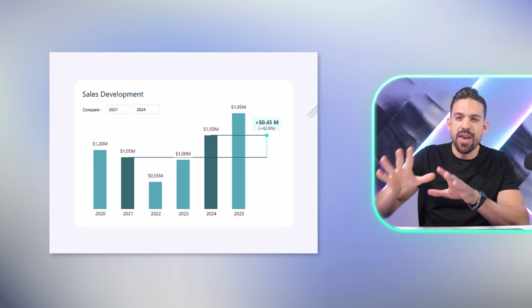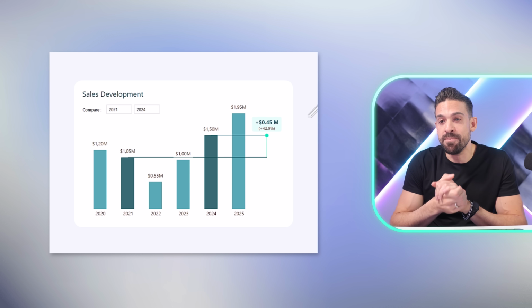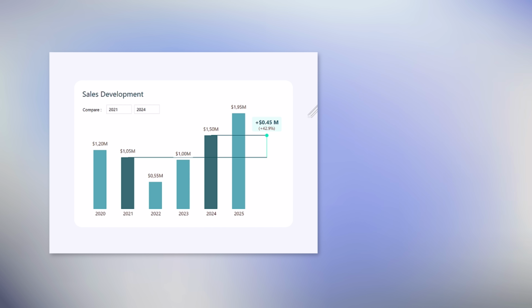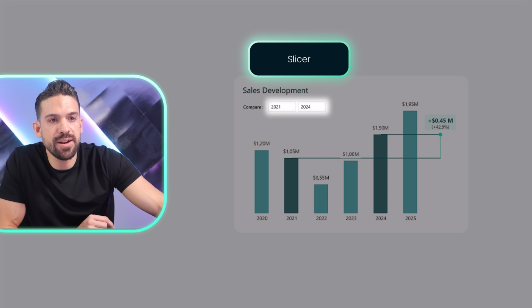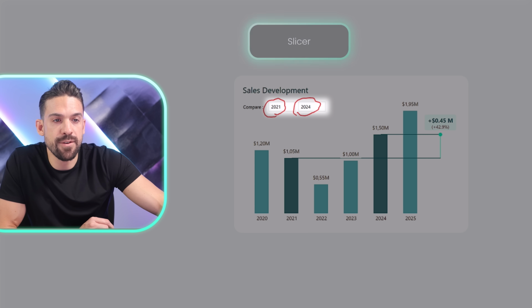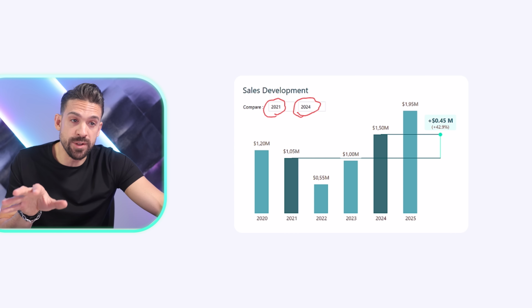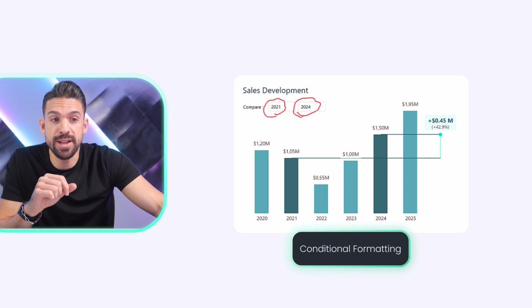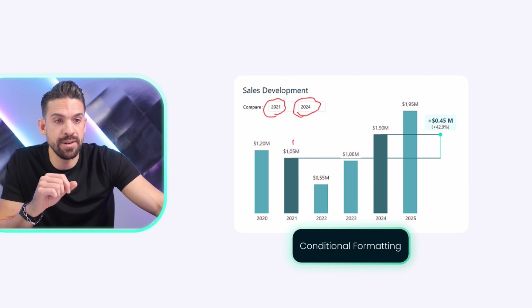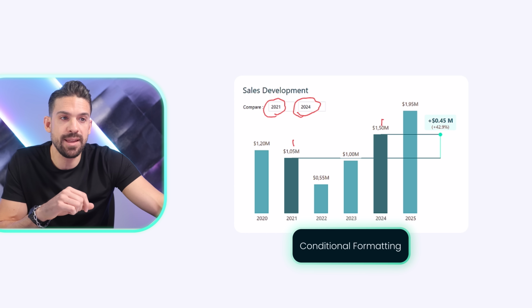Let's first have a look what kind of different components we have to build into this column chart. Now, first of all, we have a slicer here where the user can choose a starting year and an ending year for periods that we want to compare. Now, then we have some conditional formatting applied. So you see we have a different color for the start and ending year.